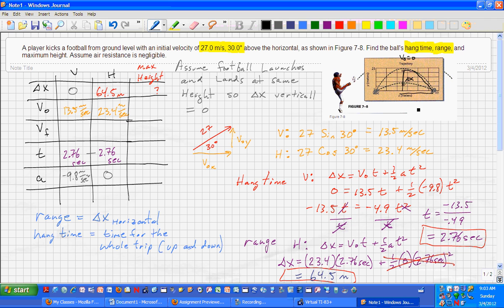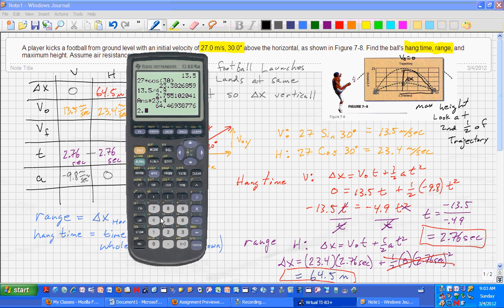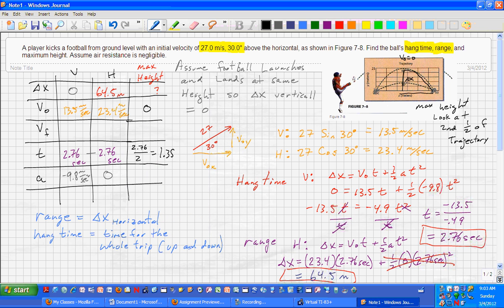So for the max height, look at second half of trajectory. Essentially we're pretending this thing's dropped. Since it's V0 at the max, we're going to say that V0 is 0. We don't care about the V final. The time, keep in mind it goes up for half the time, down for half the time. So the time is going to be 1/2 of our original time, which is 2.76 divided by 2. It's going to be 1.38 seconds. So time is 1.38 seconds.